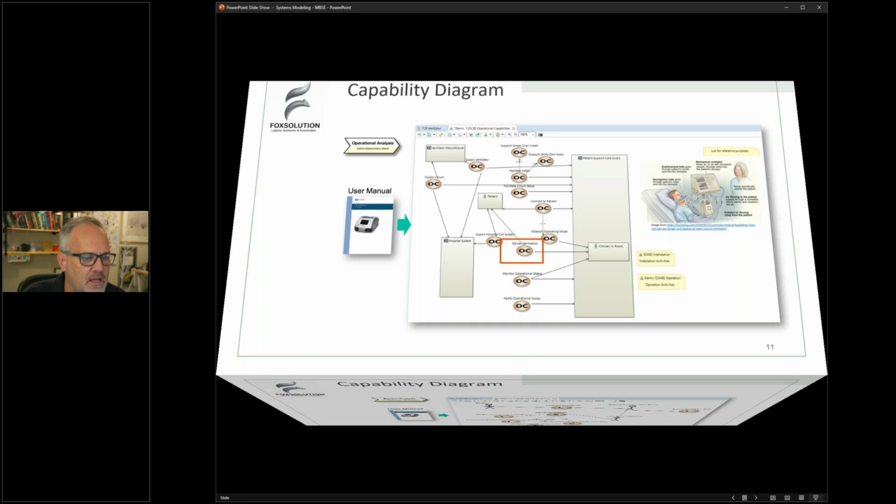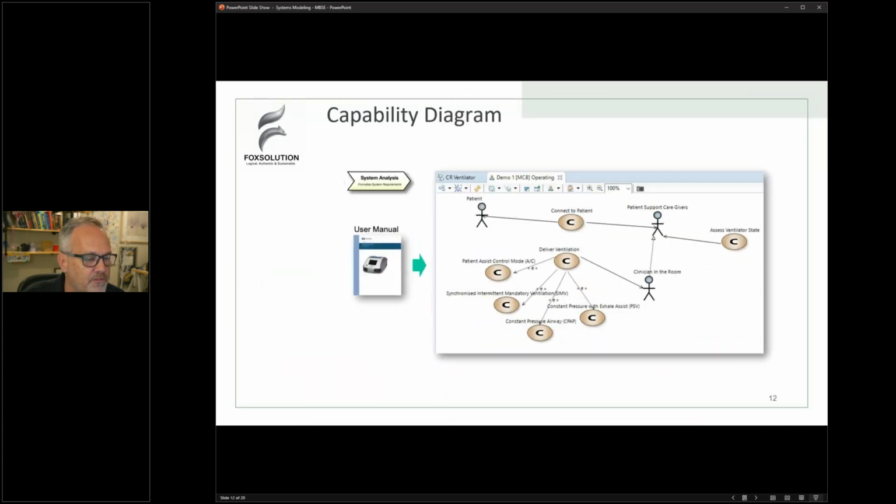So what we're going to do then is further break that deliver ventilation down to understand what other kinds of capabilities are required to do it. And so we're going to have different modes. We're going to have constant pressure airway with an exhale assist. So these are the different capabilities. To deliver ventilation, we're going to have some capabilities in the system to provide that kind of functionality. So again, we have deliver ventilation.